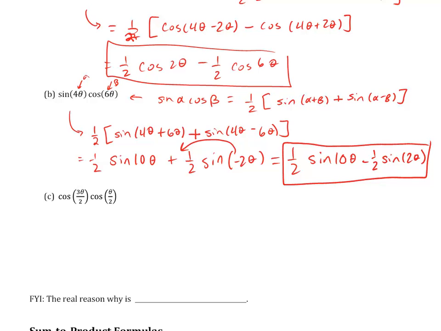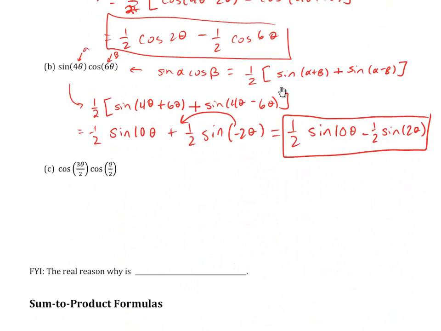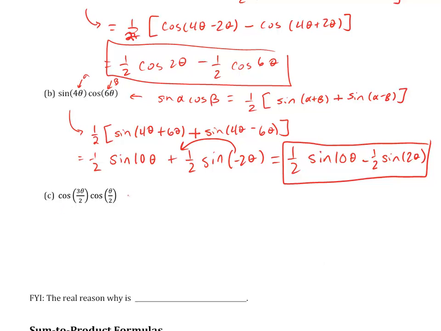Let me do one last example, this time involving some fractions, but the truth is it's actually the same process, because we recognize that cosine times cosine of two different angles can turn into a cosine of alpha minus beta plus a cosine of alpha plus beta. So I'm just going to go straight to the formula here. 1/2 cosine of alpha minus beta, so 3 theta over 2 minus theta over 2, plus cosine of alpha plus beta, I'm using the formula from the previous page, so this is going to be 3 theta over 2 plus theta over 2.